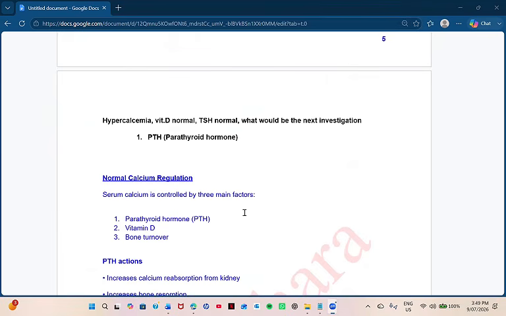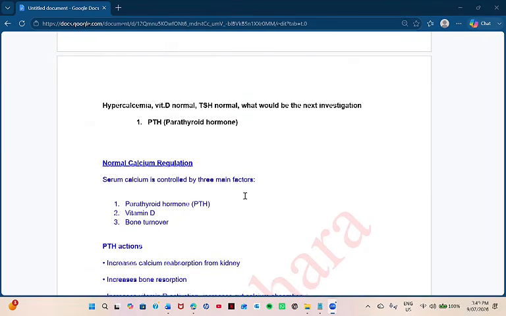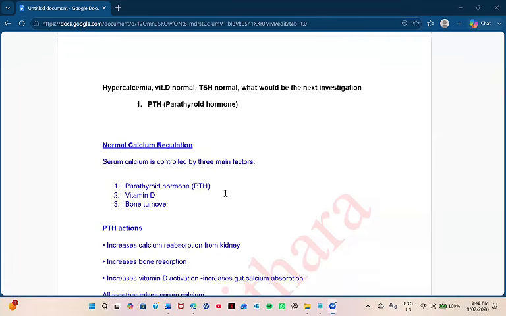So first of all, you need to know how calcium regulation is done by our body, right? So calcium is controlled by three main factors, right? Parathyroid hormone, vitamin D, and bone turnover. These three mechanisms are the ones that control calcium metabolism in our body.